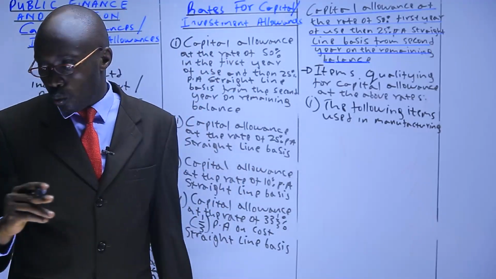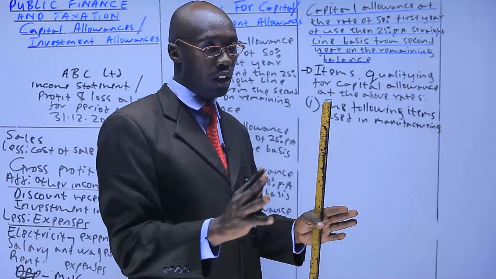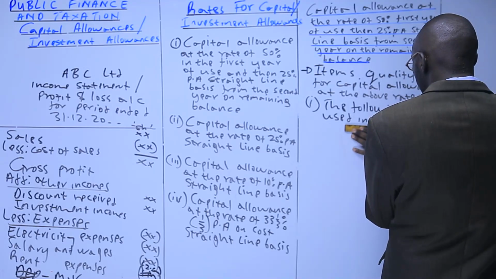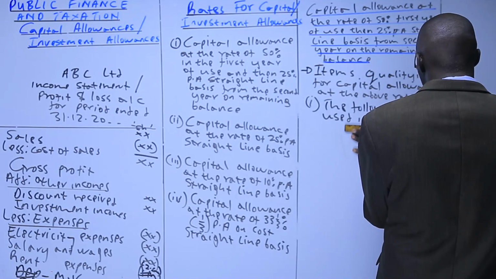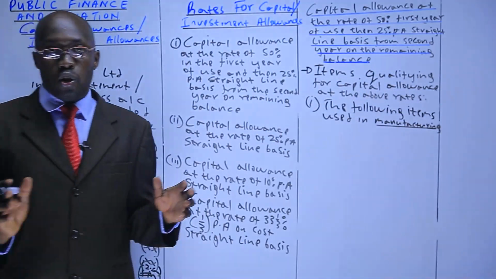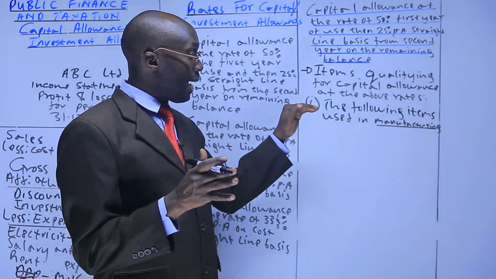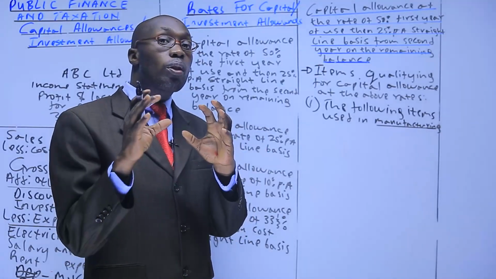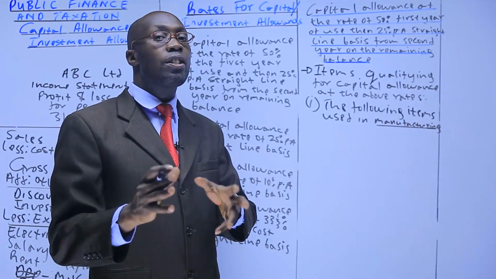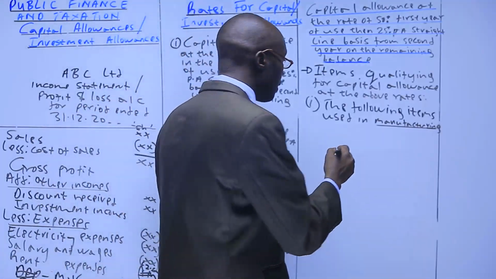The key thing I want you to get from there, and these are the headings we'll be using to understand, is the term manufacturing. So when a business is doing manufacturing and it incurs the cost on the items I'm about to list, then they should claim the capital allowance at the rate of 50% in the first year, then 25% per annum straight line basis from the second year on the remaining balance. These items are A.